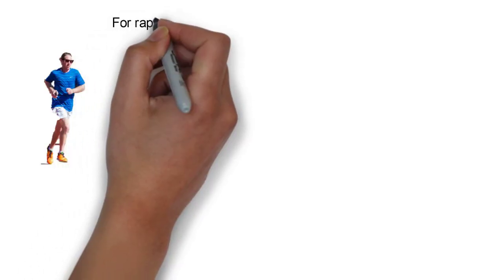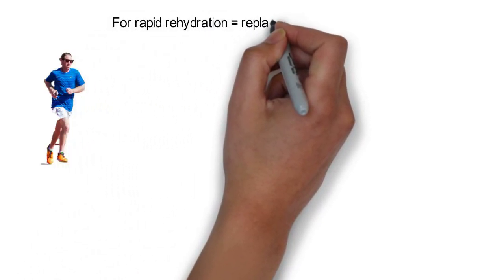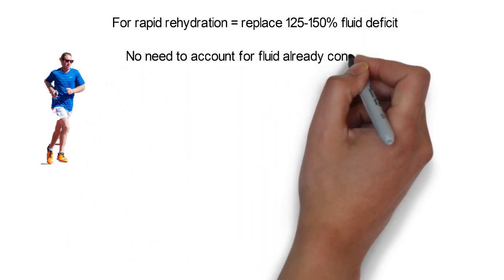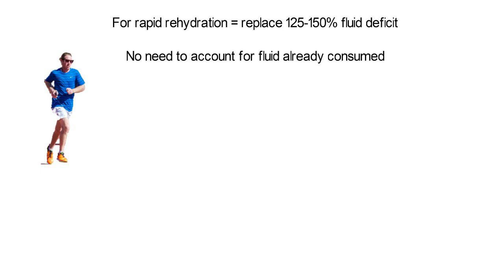Calculating fluid needs, relatively simple. For rapid rehydration, the replacement guidelines suggest that you have 125 to 150% of the fluid deficit. So again, there's no need to account for the fluid already consumed.